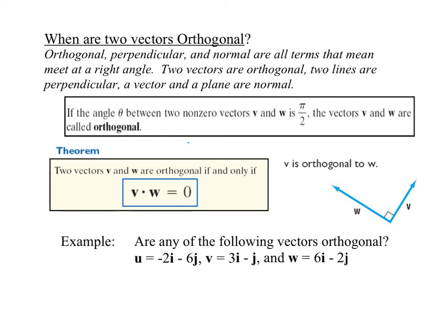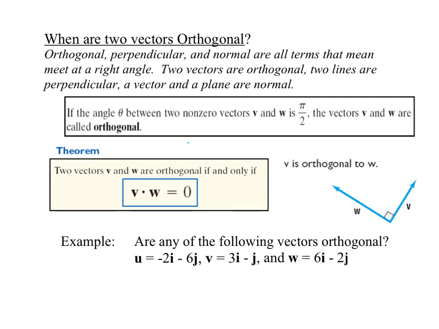Well, two vectors are considered orthogonal, two lines are considered perpendicular, and if you're intersecting a vector and a plane, then you're considering that to be normal. Really, all three of those terms mean that they form a 90-degree angle. So what we do to determine if two vectors are orthogonal is we're just going to find if the angle between them is 90 degrees or pi over 2 radians.